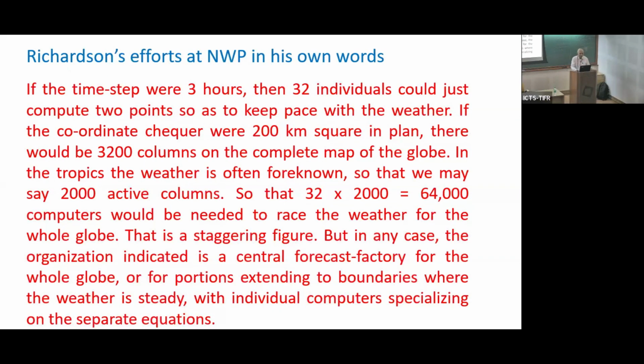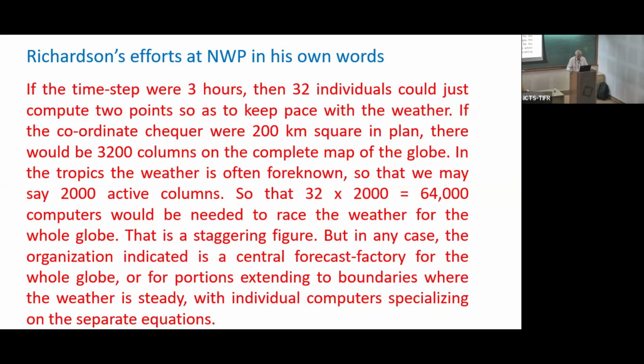So I thought it would not be out of place to put in some 4 slides. Basically, this is Richardson's effort at numerical weather prediction in his own words. He says if the time step were 3 hours, now all of us know one cannot have a time step of 3 hours, because the CFL condition was not known. It came much later, in the 1940s, and Richardson was not aware of all this, the fact that your choice of the time step would critically depend on your grid size as well as the wave speed of the fastest moving wave.